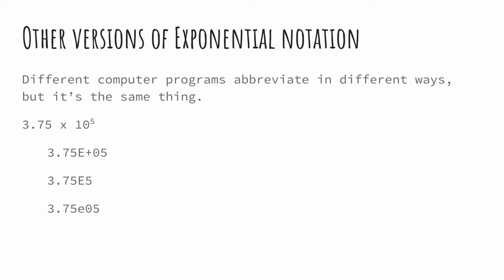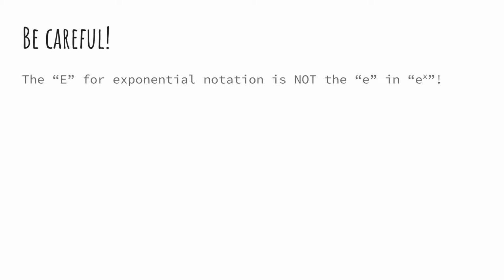So 3.75 times 10 to the 5th might be written as, depending on the program or calculator, 3.75 E plus 05, or 3.75 E5, or 3.75 E05. Capital E, lowercase e, sometimes they'll have a plus or a minus. It's all different ways of saying the same thing. And that's just really a limitation of the computer program. But either way, it still gives you this really nice condensed notation that gives you both the number and the magnitude.